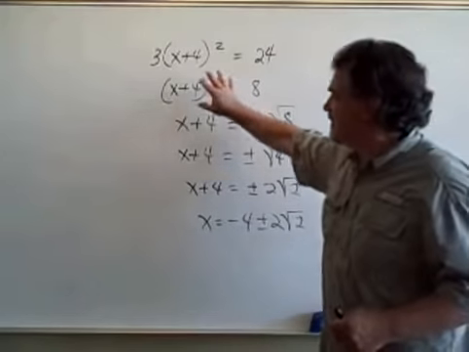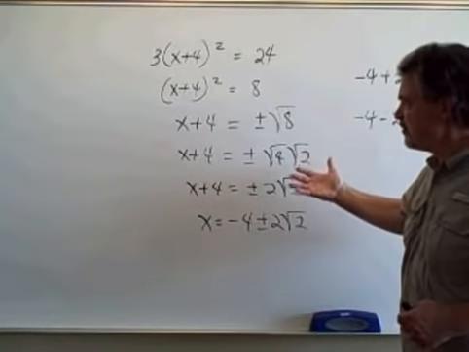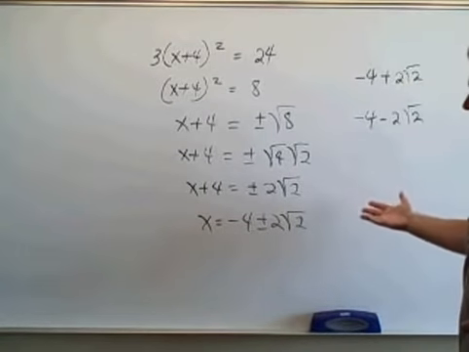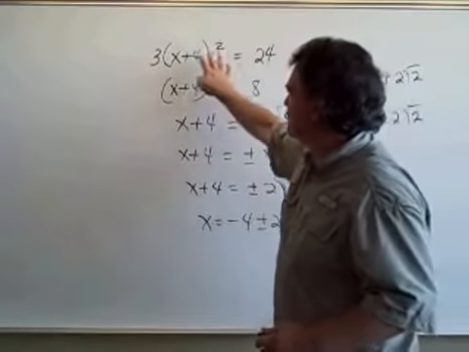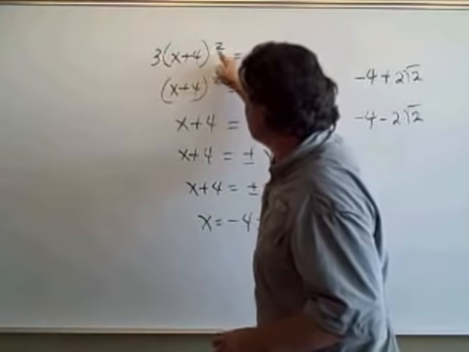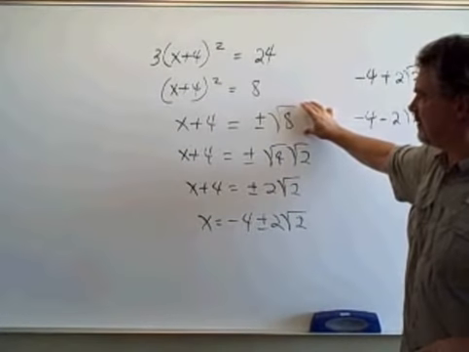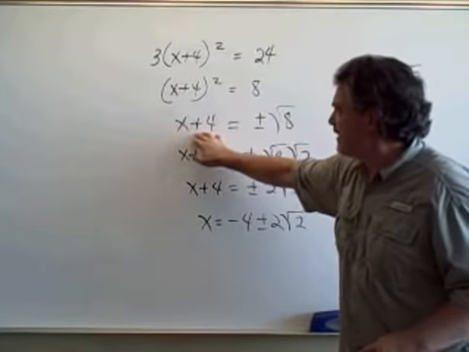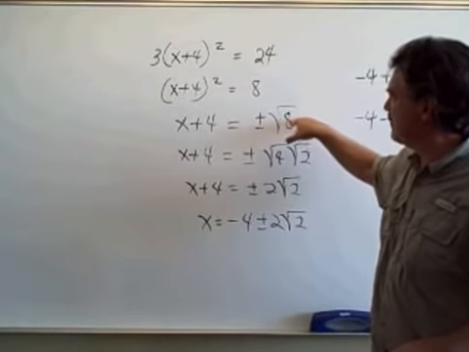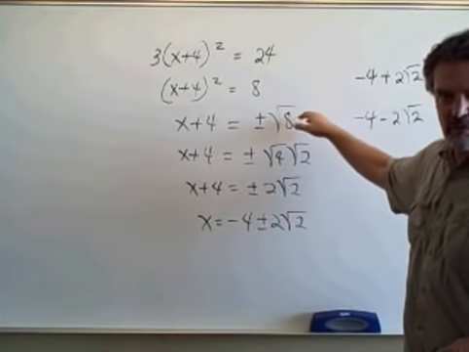Once again, this equation lent itself beautifully to the square root property method. Why did it? Because it already had a quantity being squared, and that made it perfect for us to come to this step to then say that that quantity that was being squared had to be equal to plus or minus the square root of the constant.